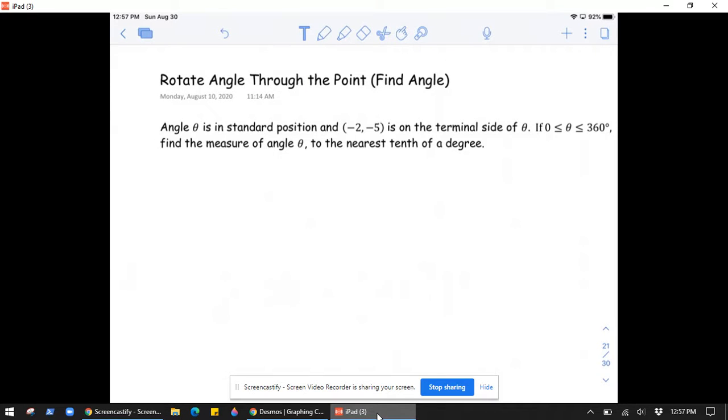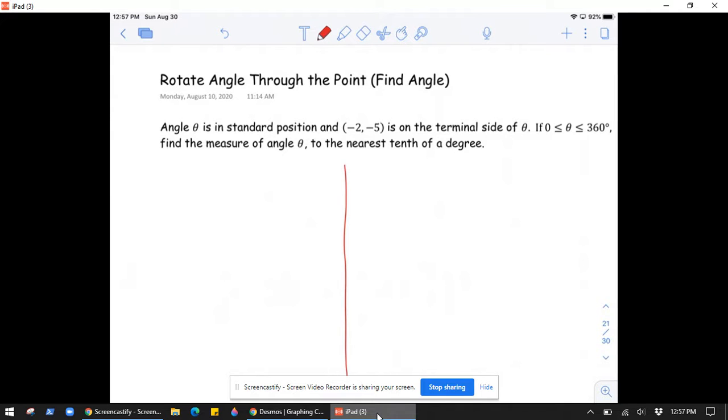Okay, in this video we're going to find an angle in standard position whose terminal side goes through a particular point. So let's say angle theta is an angle in standard position, and (-2, -5) is on the terminal side of angle theta. We need to find angle theta to the nearest tenth of a degree.